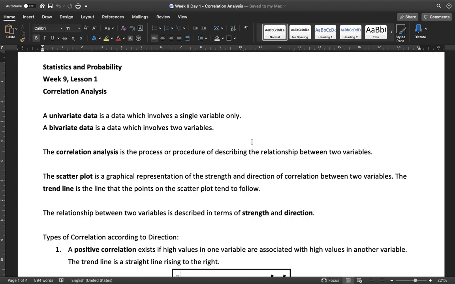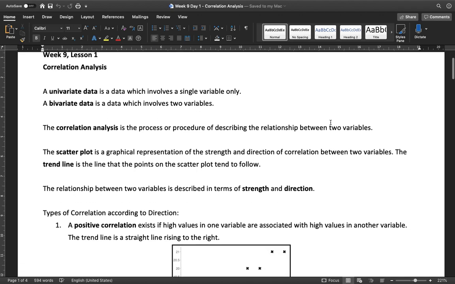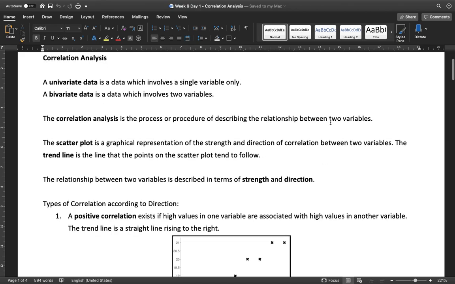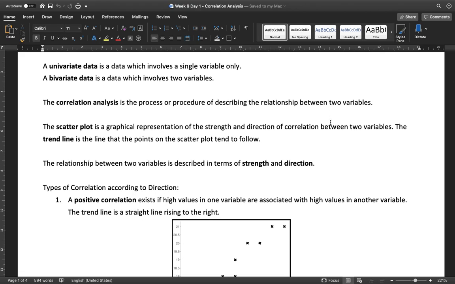So, check natin kung may effect ba yung one variable sa isa pang variable. So, basically, ganun ang idea, the correlation analysis. It is a process or procedure of describing the relationship between two variables. So, pag tumaas ba yung value ng isang variable, tataas din ba yung kabila or bababa din? Or meron bang relationship or wala? So, ganun basically yun. Now, to represent the bivariate data graphically, we make use of a scatter plot.